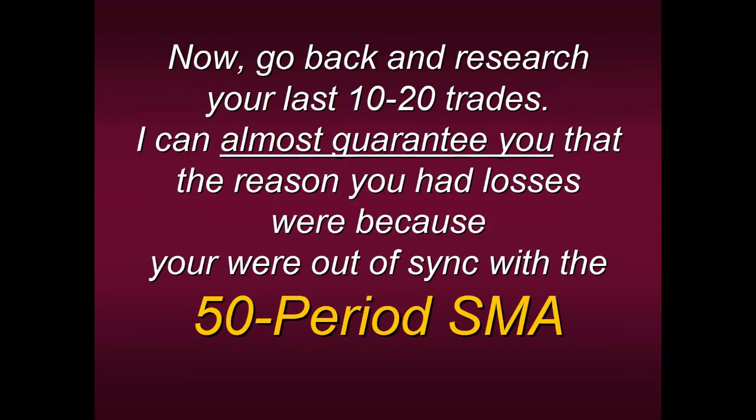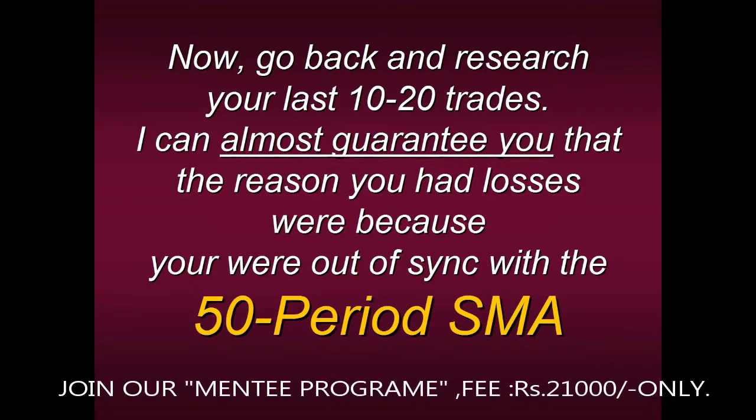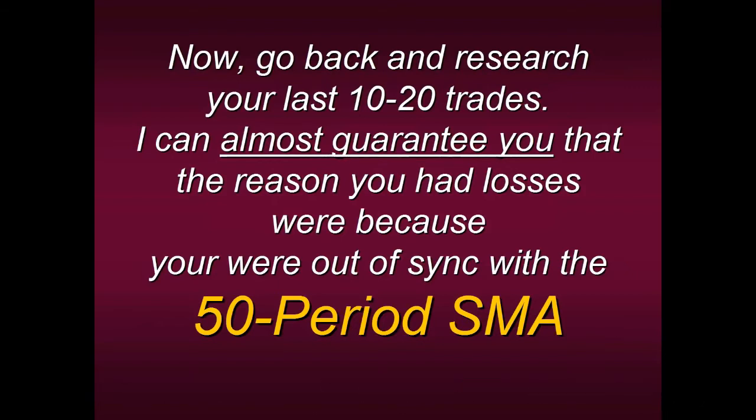I can almost guarantee you that if you look back at your last 10 or 20 trades, the reason you had losses was because you were out of sync with the 50-period simple moving average. In other words, you were buying below the 50 and you were selling above. Now sure, every once in a while there'll be a great signal where you could have called a bottom that was below the 50 and picked the exact bottom, or you could have called the exact top. Sure, that happens every once in a while.